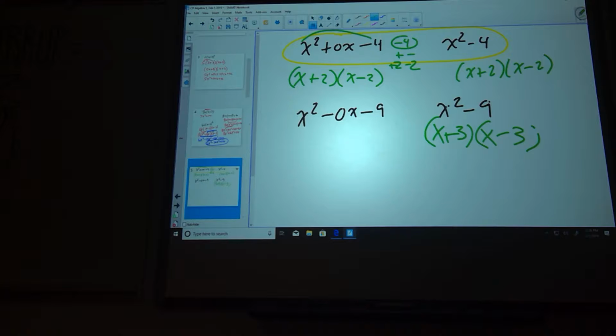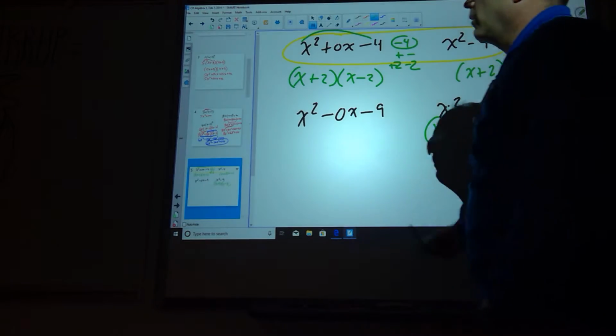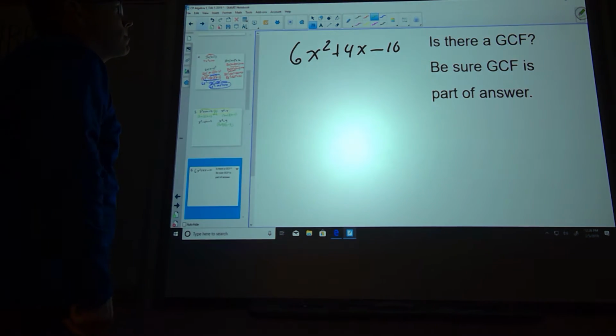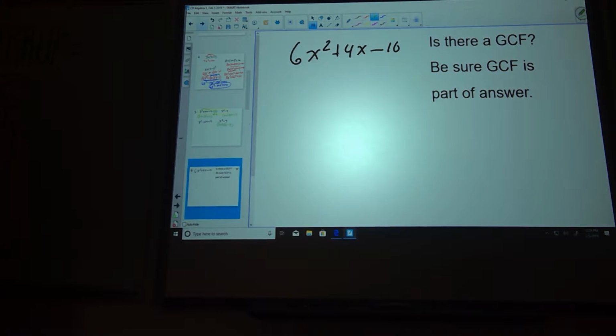So these are called the difference of two squares. So can we have it listed with a 0x in there? Sure. It's not really proper math, but it's not incorrect math. It's just 0 times a variable is just 0, and you're allowed to have that. Difference of two squares. So let's take this one step further. Everyone feel okay with this? Yeah. This one's a little different. We'll come back to those.